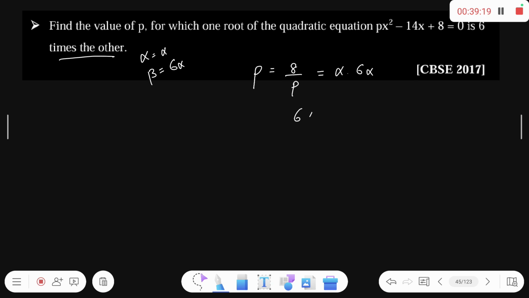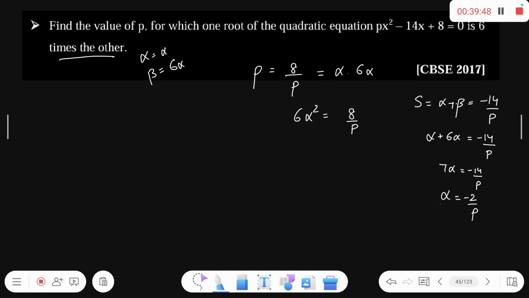That means 6 alpha square is equal to 8 by p, and another is sum, which is alpha plus beta, which is equal to minus 14 by p, and it becomes alpha plus 6 alpha is equal to minus 14 by p, or 7 alpha is minus 14 by p, or alpha is equal to minus 2 by p.